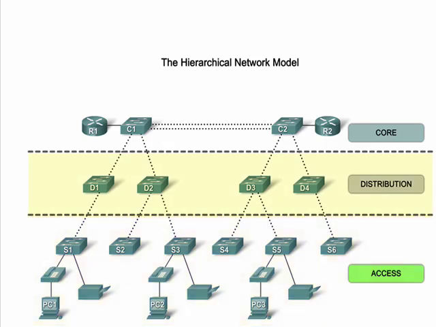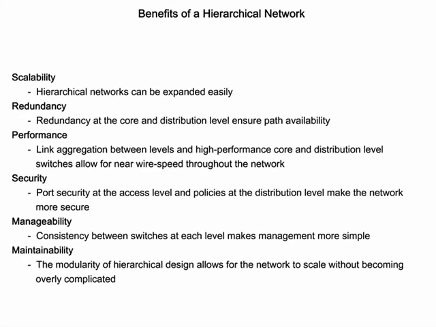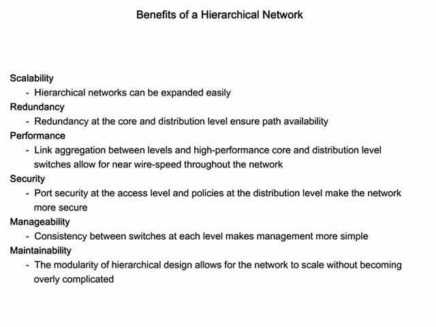The distribution layer serves as a consolidation point for access layer switches. When multiple IDFs are located throughout a building, uplinks from each of those switches terminate at a distribution layer switch. The distribution layer is responsible for policy enforcement and inter-VLAN routing. Finally, the core layer acts as the consolidation point for distribution layer devices and a high-speed redundant network backbone. An example of a network core is the equipment that ties together the multiple distribution layer switches in a multi-building campus. Benefits of a hierarchically designed model include scalability, redundancy, performance, security, manageability, and maintainability.